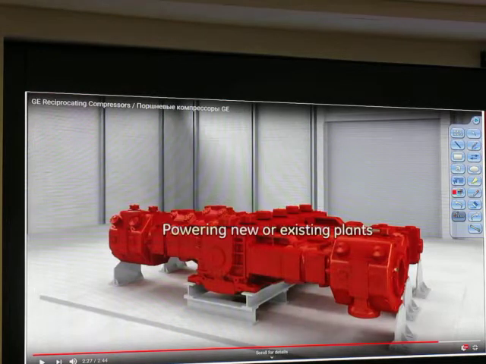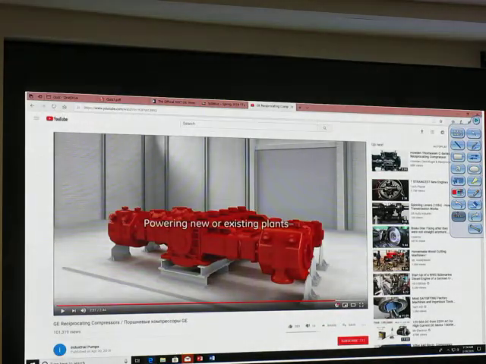So the number of pistons, how many pistons do we have? Louis, how many pistons do we have for this unit? 6. When we have 6 pistons, we call it 6 throw. Okay, 6 throw.